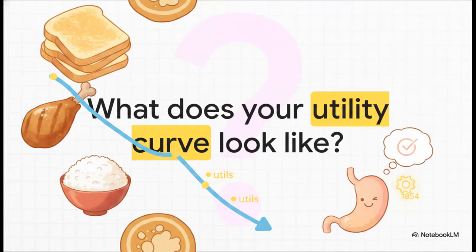Which leaves us with a really fun final thought to ponder. The source text specifically brings up applying this theory to everyday food choices, like combinations of bread, meat, and rice. So I want to ask you, next time you sit down for a meal and choose a combination of bread, meat, and rice, what does your own utility curve look like? At what exact bite does your marginal utility hit 0? Try assigning utils to your next meal and see how a completely abstract theory from 1854 is literally driving your daily decisions.